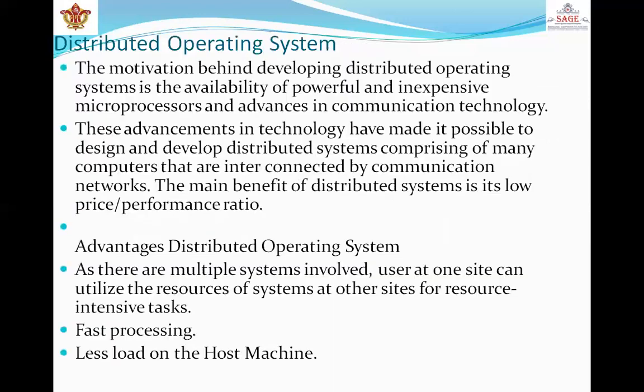Next is the distributed operating system. It is system software over a collection of independent, networked, communicating, and physically separate computational nodes. They handle jobs which are serviced by multiple CPUs. Each individual node holds a specific software subset of the global aggregate operating system. These advancements in technology have made it possible to design and develop distributed systems comprising many computers that are interconnected by a communication network. The main benefit of a distributed system is its low price to performance ratio.